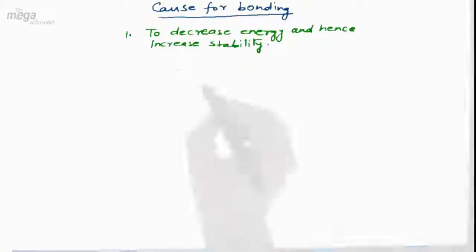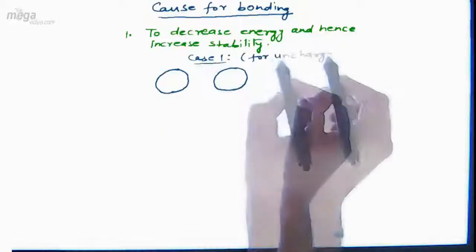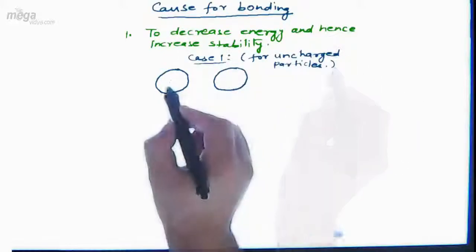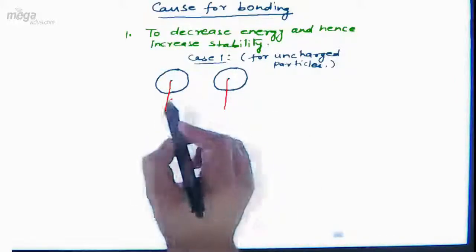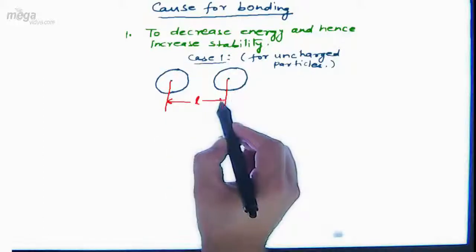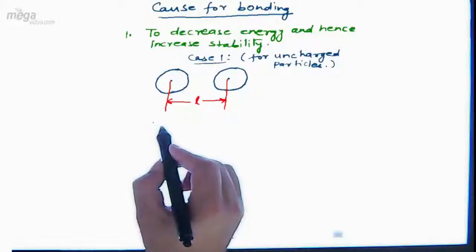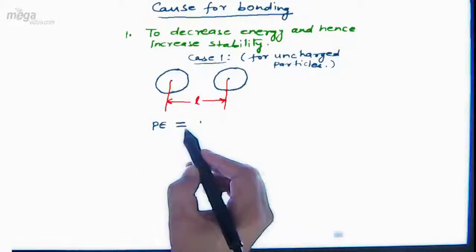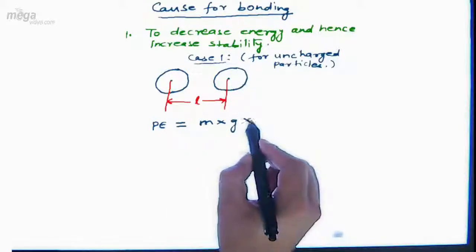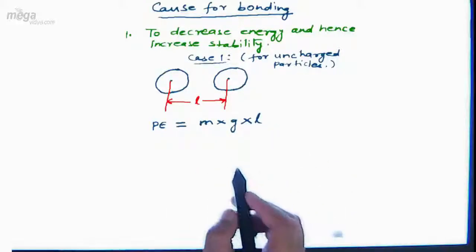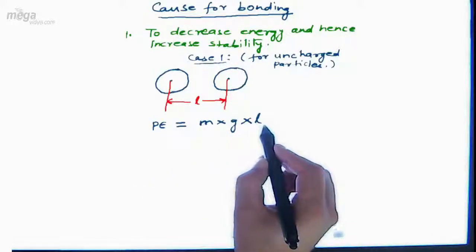Now let us consider two uncharged particles. Let us call it case 1 for uncharged particles. Let's say the distance between, that is the internuclear distance between, these two particles is given by L. Now dear student, as it's well known to us, the potential energy for an uncharged particle is given by the formula mass into acceleration due to gravity into separation between the two particles. Here m is the mass of the particle, g is the acceleration due to gravity, and L is the separation between the particles.